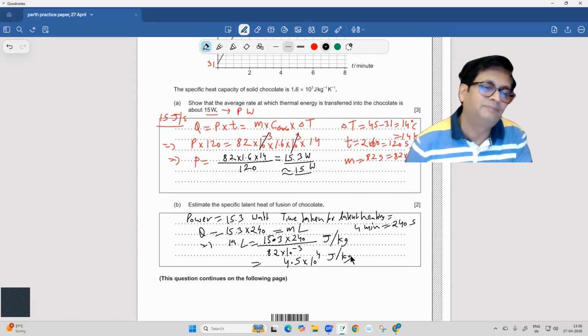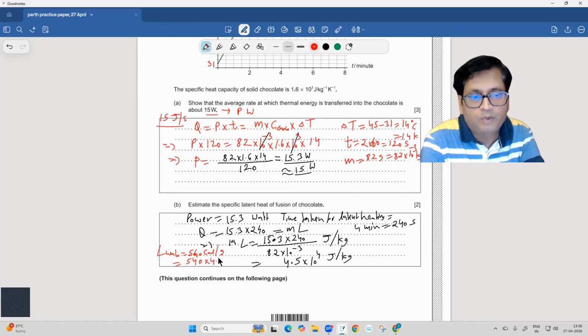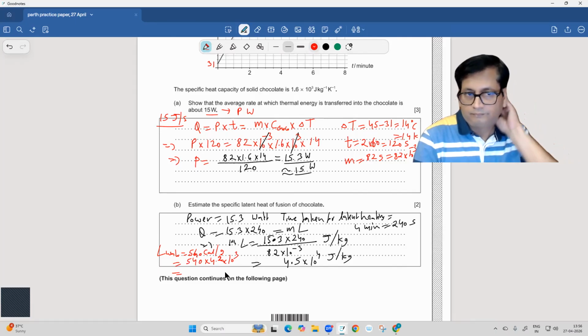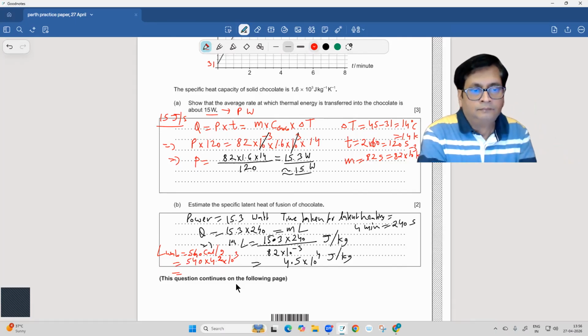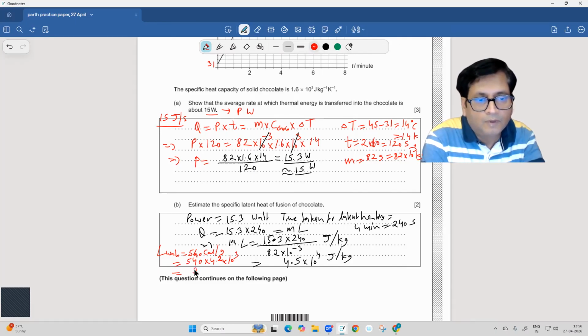Is it more than water? What is the specific latent heat of water? It is nearly 540 calorie per gram, which means 540 into 4.2 into 10 to the power 3. How much is that? I'm just curious. 540 into 4.2 gives 2.27 into 10 to the power 6.